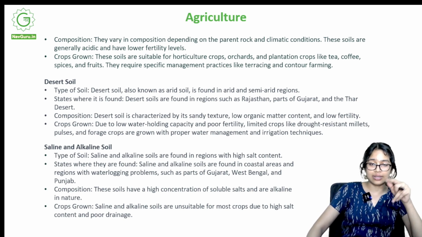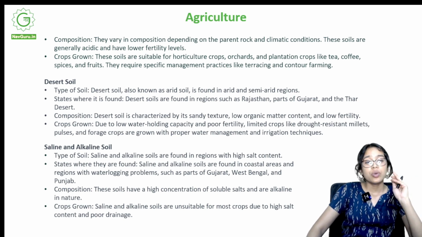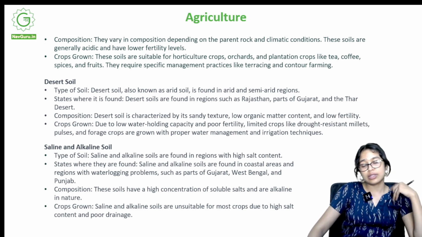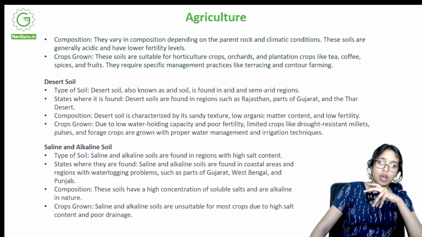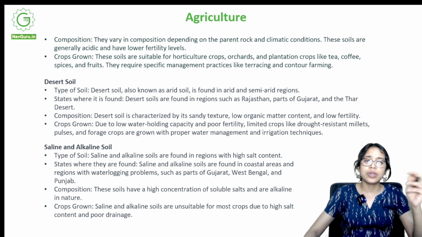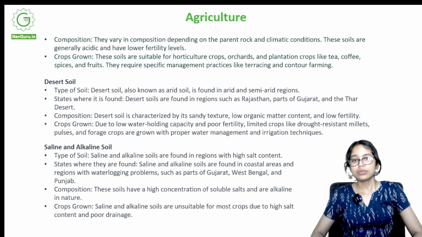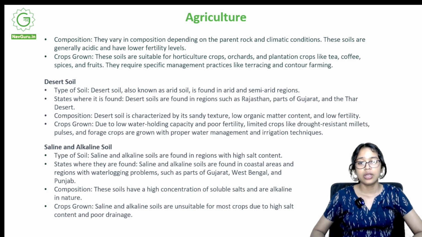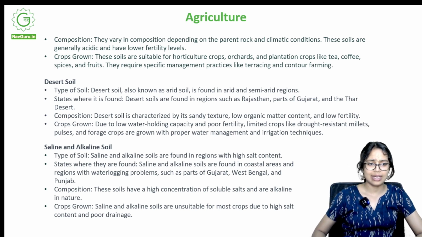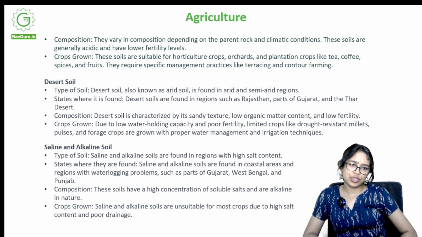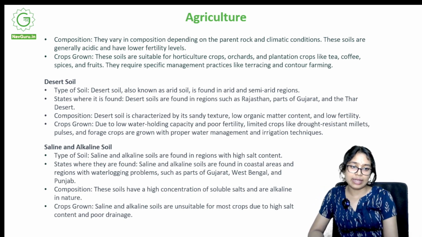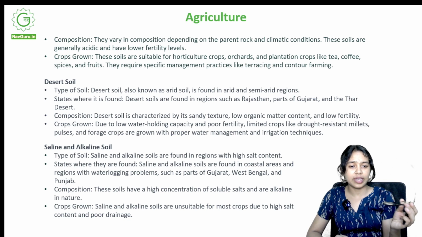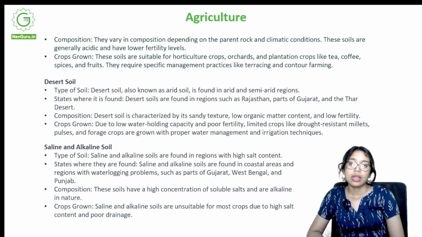So where is desert soil found? In arid and semi-arid regions. And which are these regions for us? Parts of Rajasthan, parts of Gujarat, and almost the entirety of the Thar desert, which includes parts of Rajasthan and Gujarat, and also extends into Pakistan, but that's not in the country. Composition: desert soil is characterized by its sandy texture, low organic matter content, and low fertility. There's almost no to very little rainfall, and hence it's not a very fertile kind of soil.